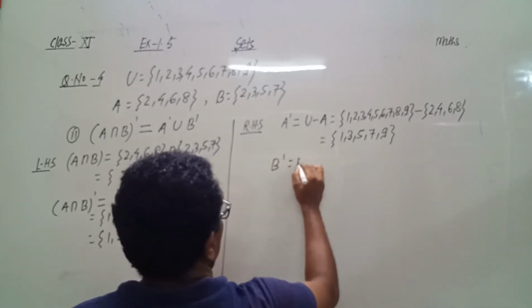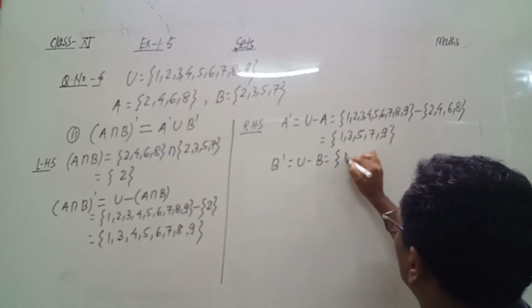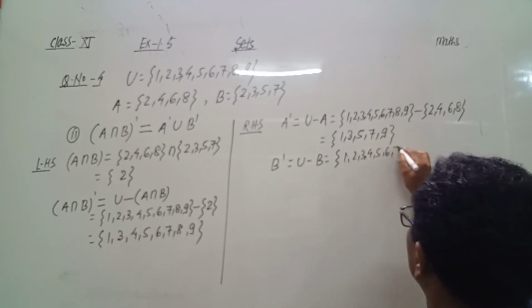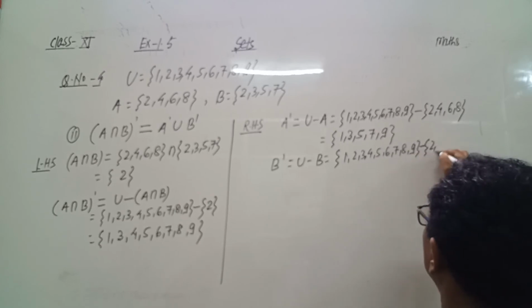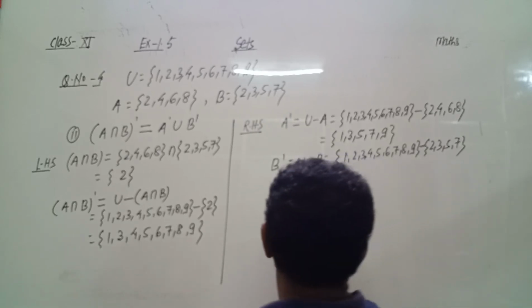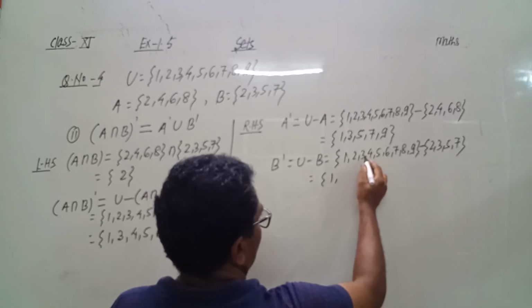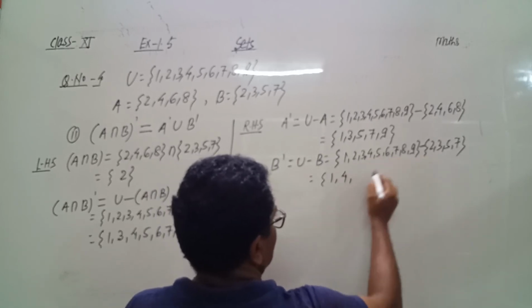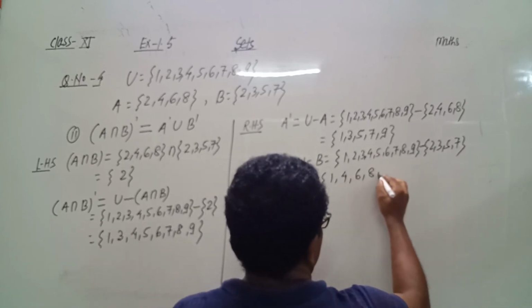Now find B dash. B dash equals U minus B. The value of U is 1, 2, 3, 4, 5, 6, 7, 8, 9, minus the value of B, 2, 3, 5 and 7. So we get 1, 4, 6, 8 and 9.